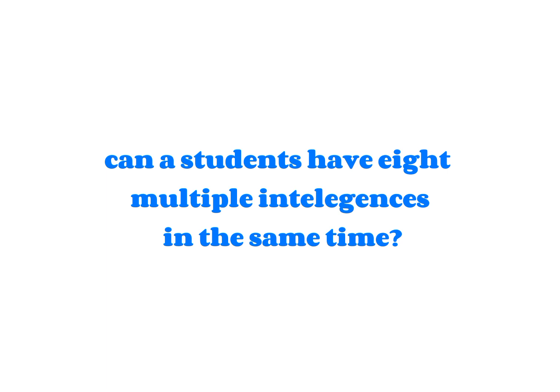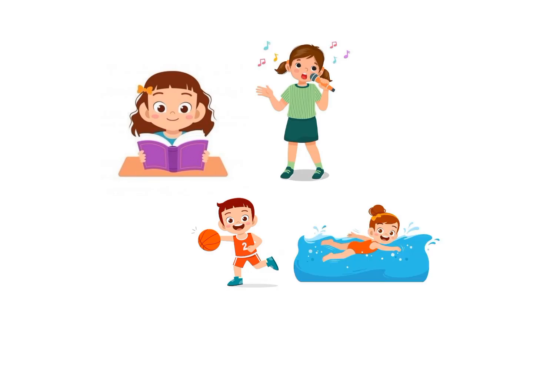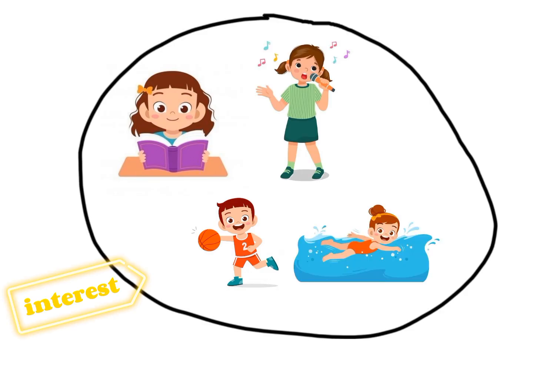Can a student have multiple intelligences at the same time? It does not rule out the possibility. But most students only have one or two multiple intelligences at the same time, because the ability to have multiple intelligences depends on the interest and motivation of students to try to develop their intelligence.